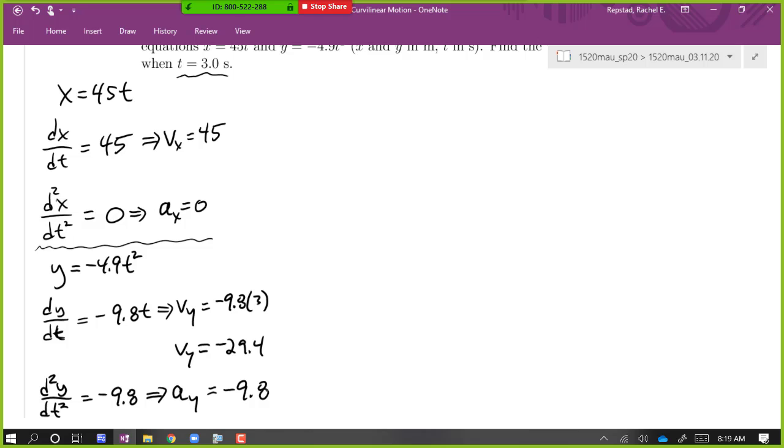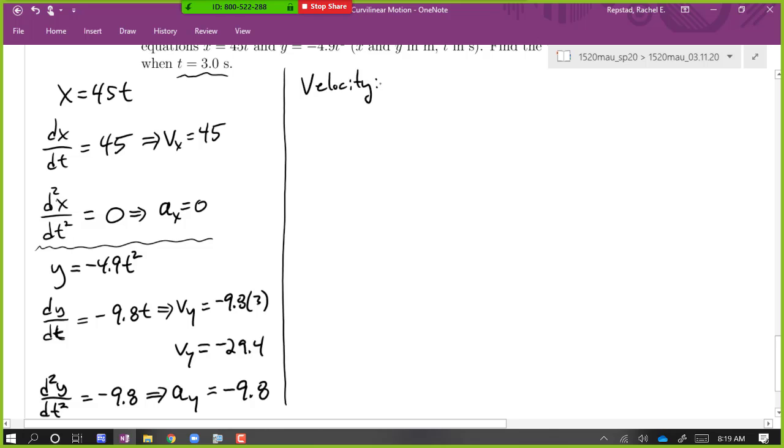So we have all the components we need. Calculus has done its job. Now we're going to use Pythagoras and arctan to find our vectors, the magnitude and direction. So let's do velocity first. Our Vx is 45. Our Vy is negative 29.4.